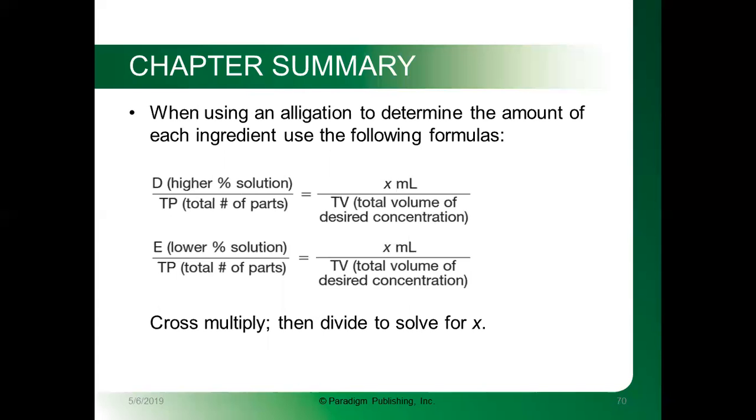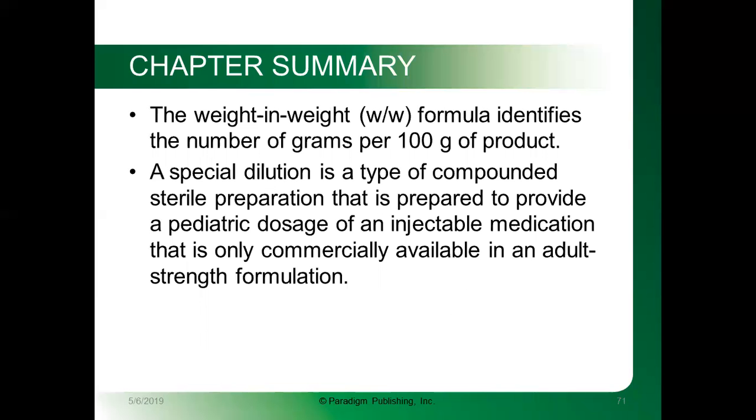So using the alligation to determine the amount of each ingredient with the following formulas. D, the higher strength, divided by the total parts is equal to X amount over total volume. The same with the lower strength, which is E, divided by the total parts is equal to X divided by the total volume. Cross multiply and solve for X. The weight/weight formula identifies the number of grams per 100 grams of product.